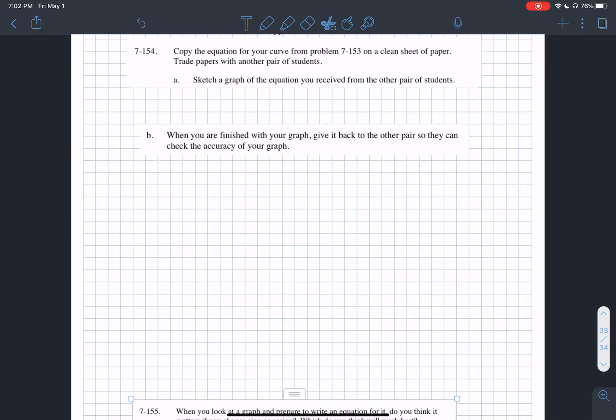For part 3, we're going to start by looking at problem 7-154. Go ahead and pause the video to read the problem and part A now and see what it's asking you to do. Pause the video now to read.